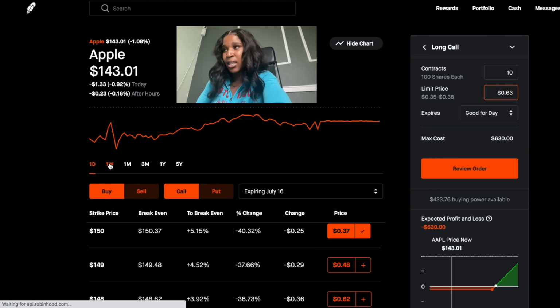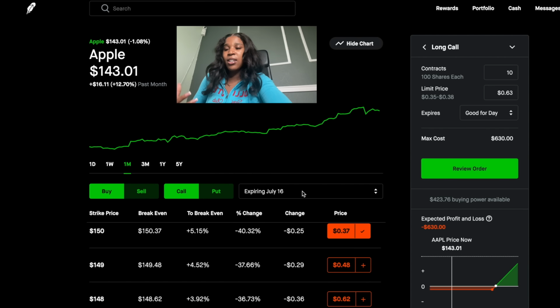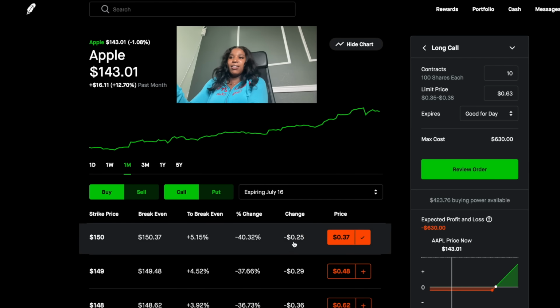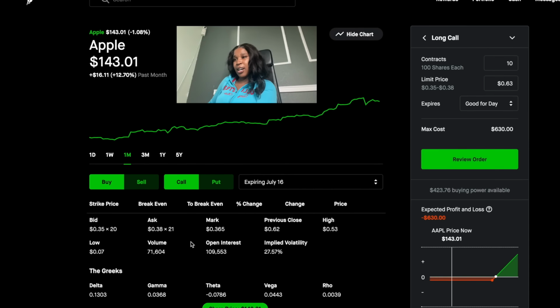Over the past week, it's up $5. Over the past month, it's up $16. So imagine if you were holding that contract. Remember, it's going to become worth more as the stock approaches your strike price. So really, if it got to like 145, this wouldn't actually translate directly to $26. It'd probably be worth about like 40 in terms of profit per contract and stuff like that. So that's how you can utilize options.